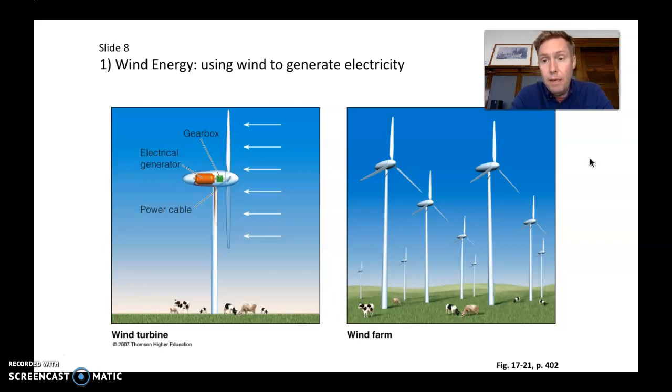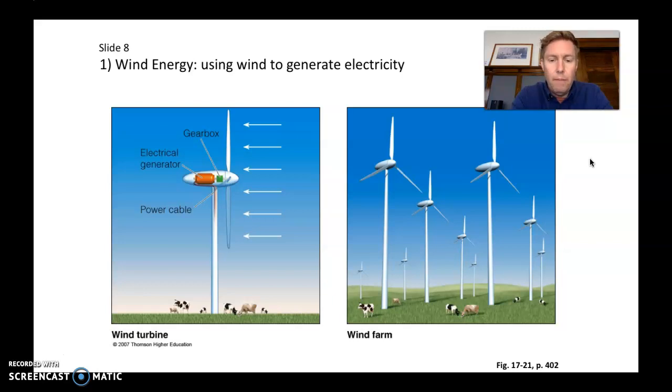The nice thing about wind is it's a natural process that happens. We don't have to dig up coal or anything like that. As long as there's a windy area, it'll move the turbine. Now, think about it. What could be one bad thing? Maybe pause the video. What's one con of wind?